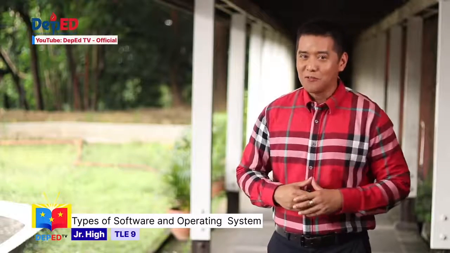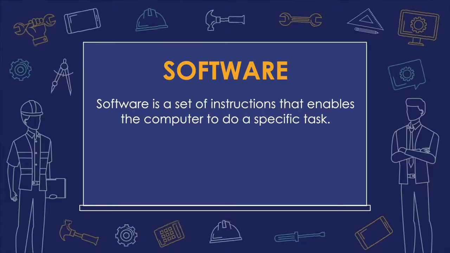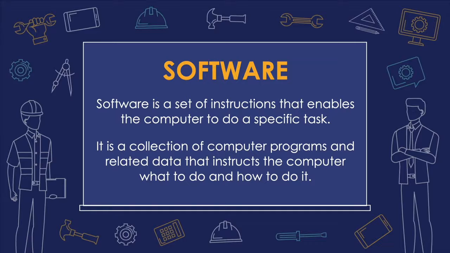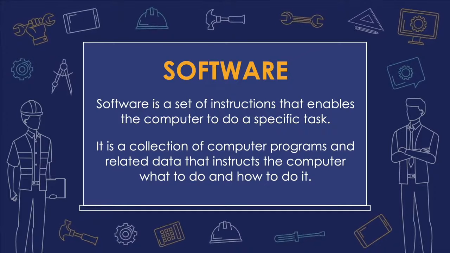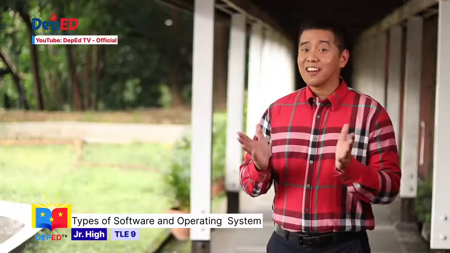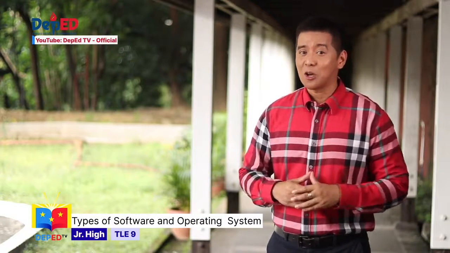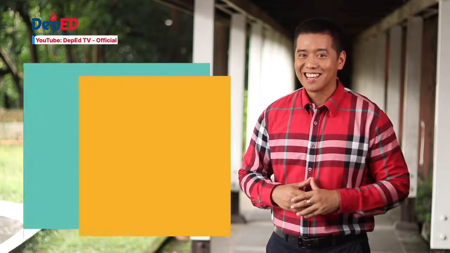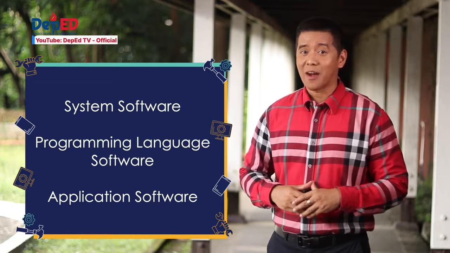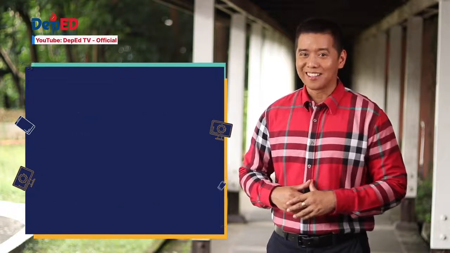Students, how do we define software? Software is a set of instructions that enables the computer to do a specific task. It is a collection of computer programs and related data that instructs the computer what to do and how to do it. It's like the soul that brings life to the hardware, and it's something that cannot be touched but can be seen. There are 3 types of software. We have the system software, programming language software, and the application software.